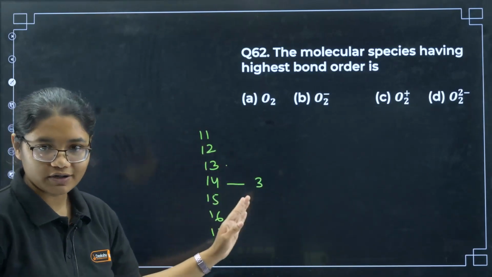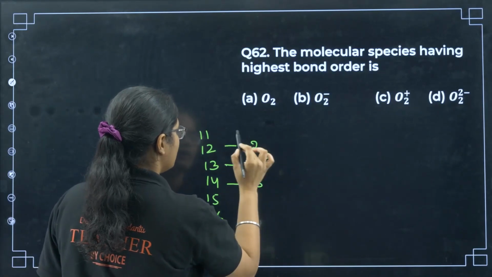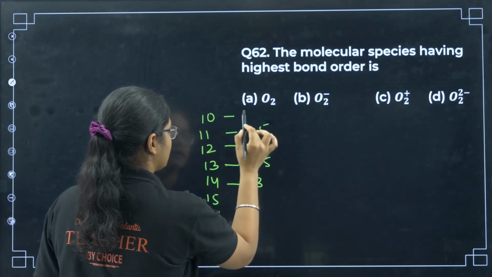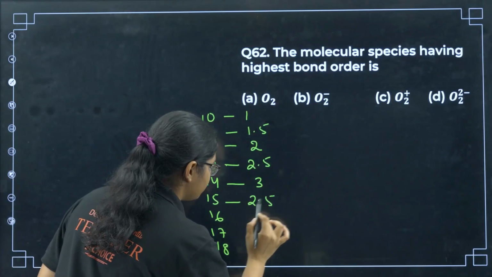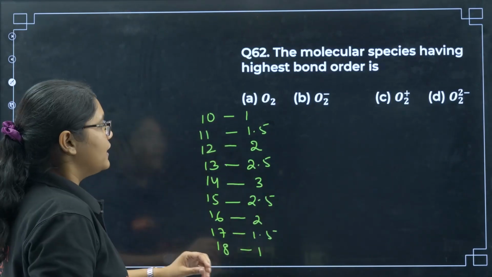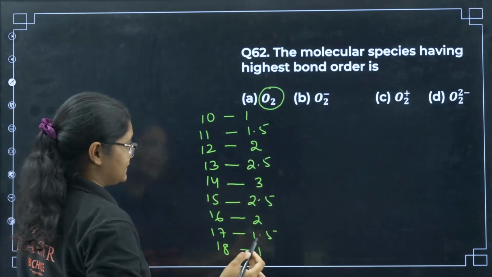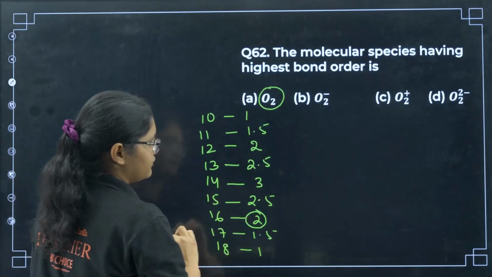For 14 the bond order will be 3, then 2.5, here it will be 2, here it will be 1.5, and here it will be 1. Here it is 2.5, here it is 2, here it is 1.5, and here it is 1. Now I have to calculate the bond order of O2, that is 8 plus 8, 16, and for 16 the bond order will be 2.